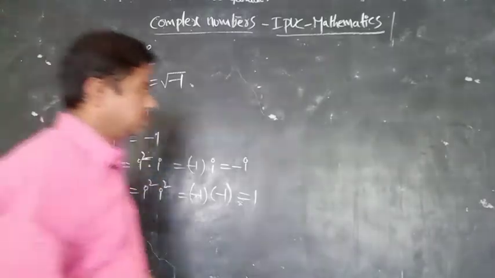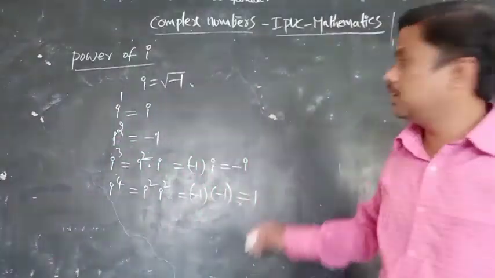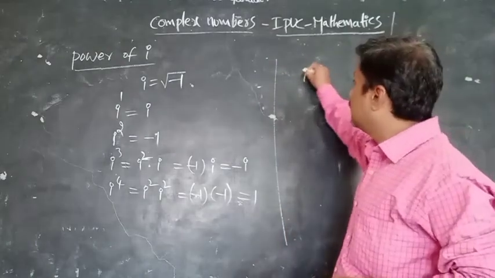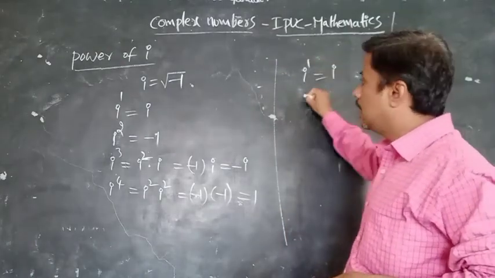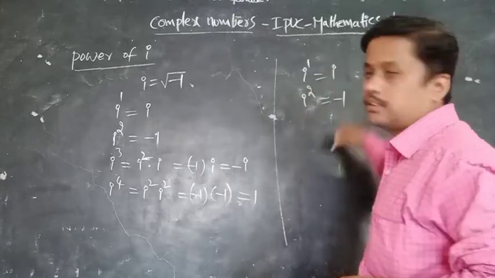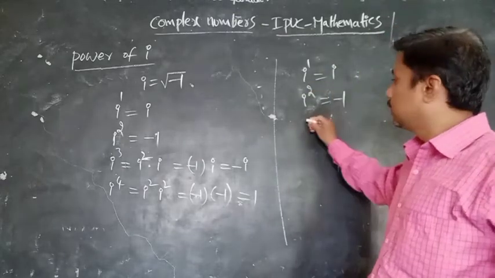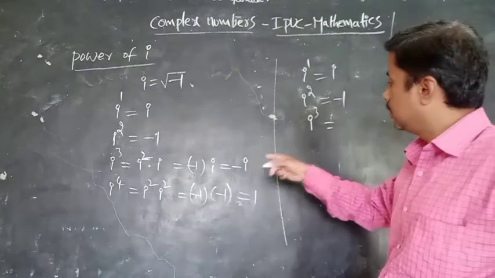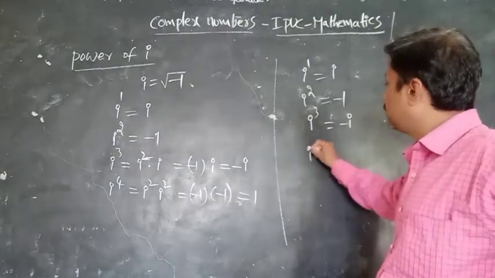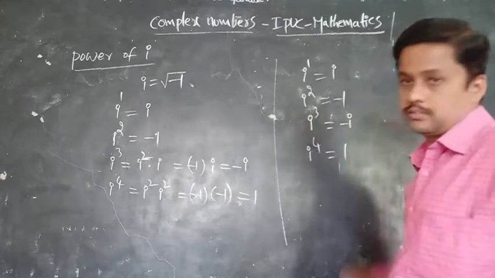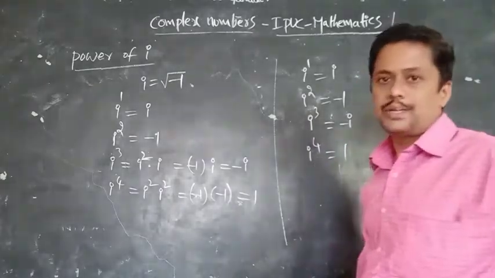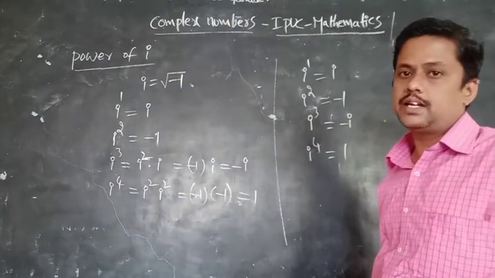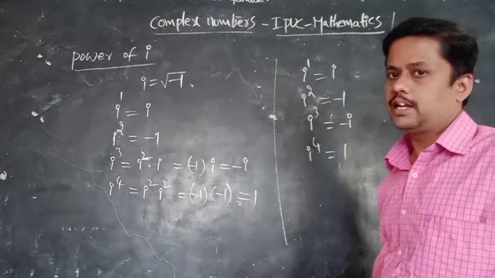So from this one, what you are learning is: i to the power of 1 is i, i squared is minus 1, i cubed is minus i, and i to the power of 4 is 1. So these are the basic things. In a general way, I will tell what that means.